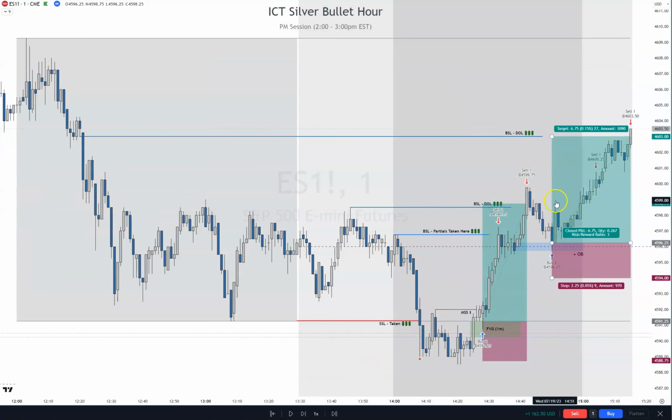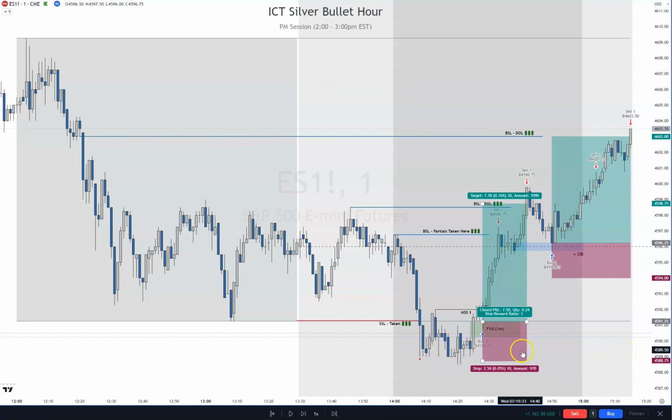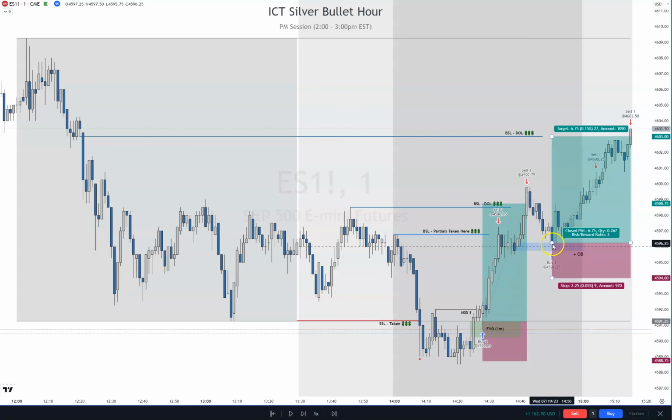Alright, there's your 2 Silver Bullet trade setups for July 19th. We had a market structure shift here after we took off sell side liquidity. We got into fair value gap. We aimed for a high that gave us a 1 to 3 risk to reward ratio. We got in there. We saw that order blocks were being respected, so we took another trade setup here and aimed for just 1 to 3 again. Still not the total range.